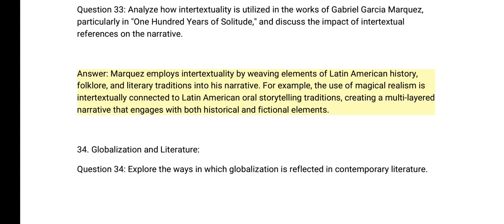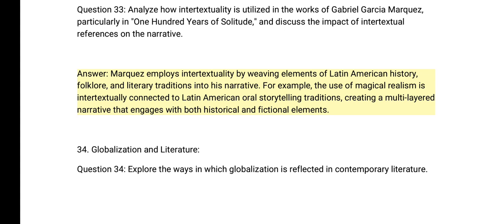Answer: Marquez employs intertextuality by weaving elements of Latin American history, folklore, and literary traditions into his narrative. For example, the use of magical realism is intertextually connected to Latin American oral storytelling traditions, creating a multi-layered narrative that engages with both historical and fictional elements.